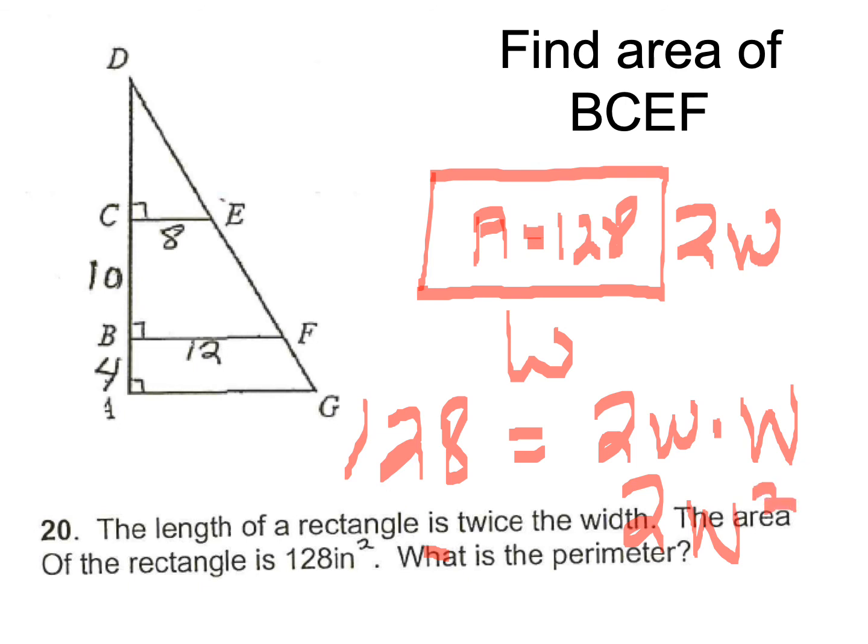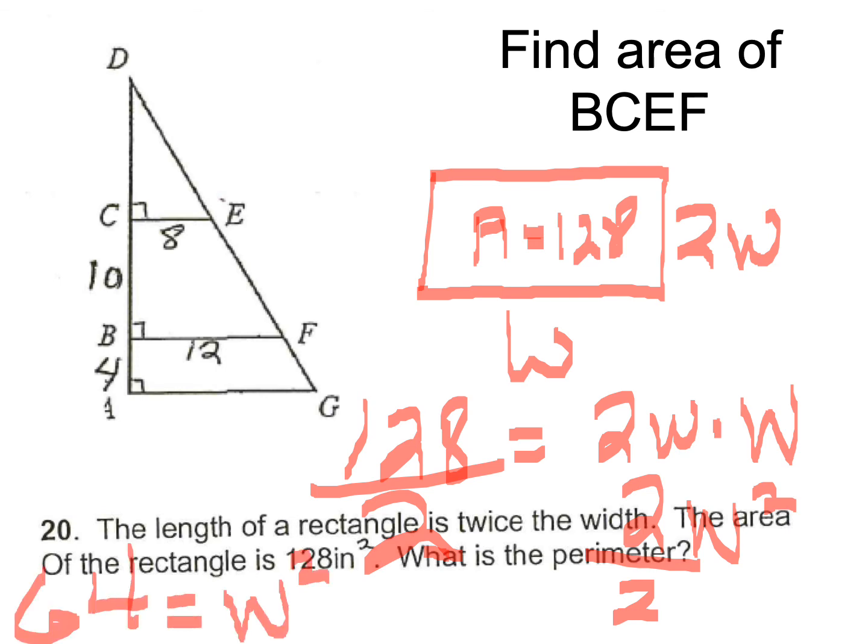What do you work out first? That 2. Get rid of that regular old 2. Divide it out. That's going to end up being 64 equals W squared. And that's the easy one. Square root, the width ends up being 8. Okay? But, what did they ask us to find? The perimeter. What a pain.